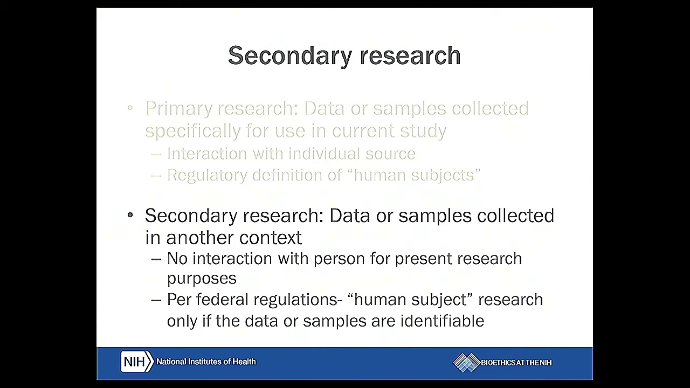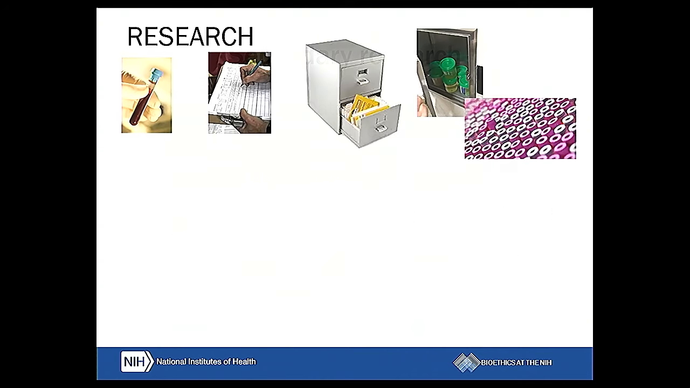So the difference in secondary research is that there's generally no interaction with the person for the present research purposes, and by regulations, by our federal regulations, that doesn't count, it only counts as human subjects research if those data or samples are identifiable. And we heard from Dr. Martin what the problems are with that word, but that's what the regulations say.